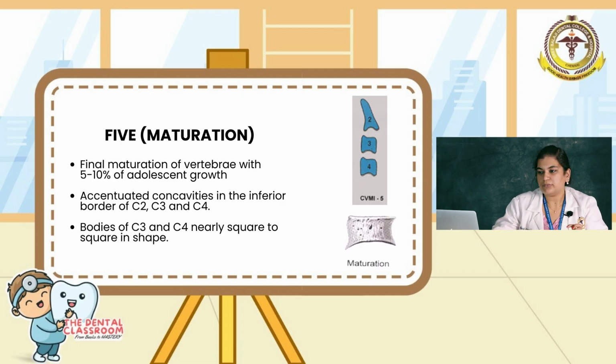The fifth stage, or the maturation stage, is towards the final maturation of the vertebrae, wherein barely 5 to 10% of adolescent growth would be left. The concavities on all the inferior borders of C2, 3 and 4 are pronounced, well demarcated, and the bodies of C3 and C4 have increased in height and are nearly square.